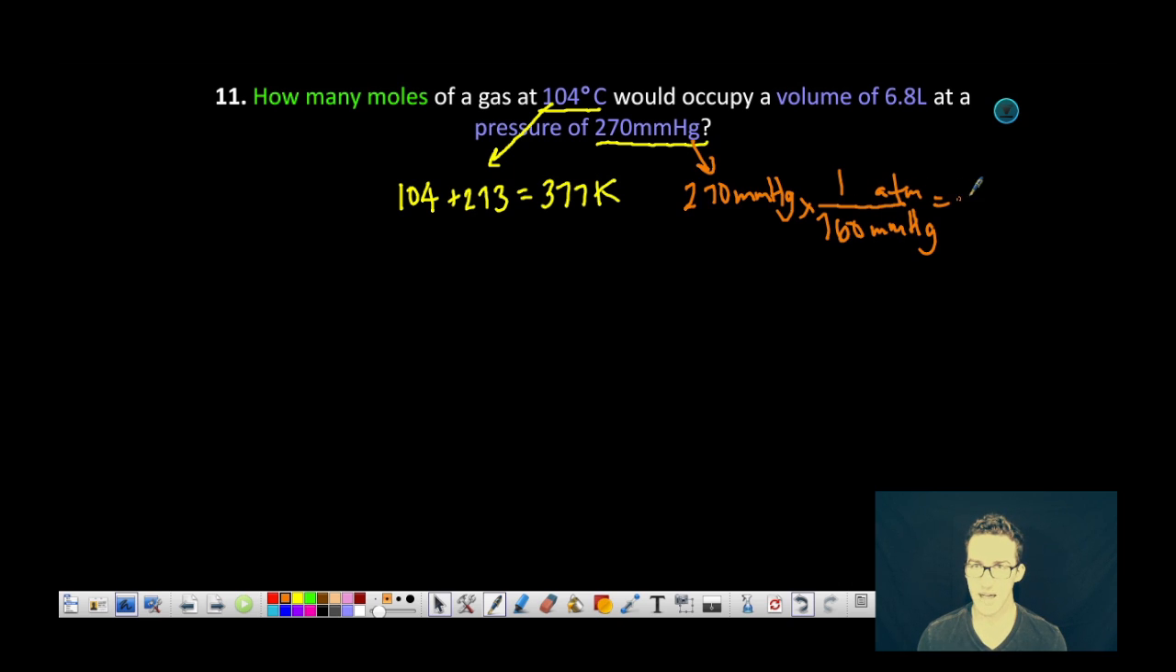Which means that, sorry, 270 millimeters mercury is the same as 0.355 atmospheres. Okay, all this work and we haven't even started. We're looking for the number of moles of a gas at 104 degrees Celsius or 377 Kelvin that would occupy a volume of 6.8 liters at a pressure of 270 millimeters mercury or 0.355 atmospheres.